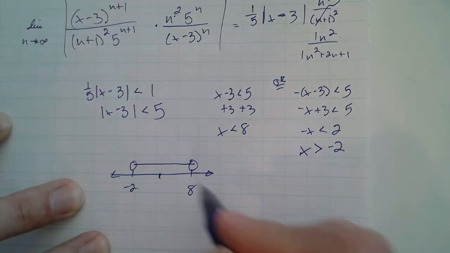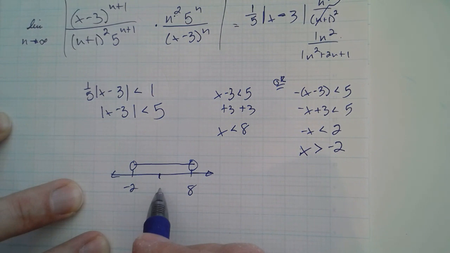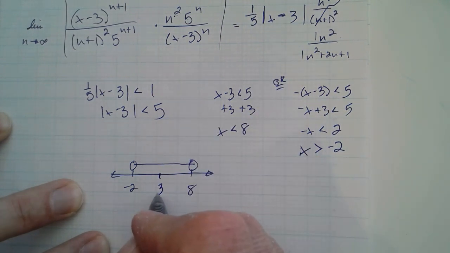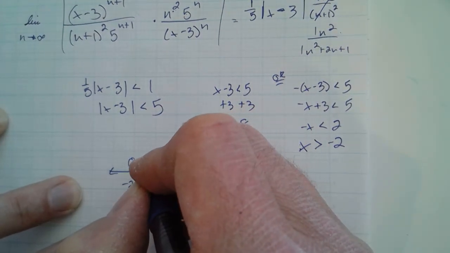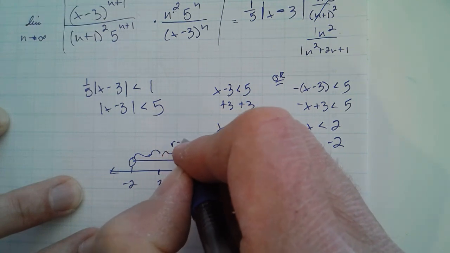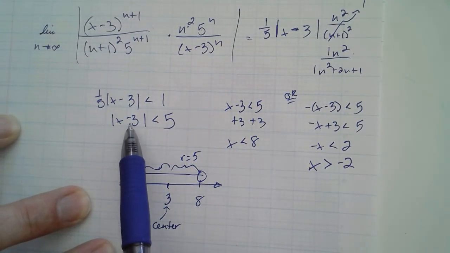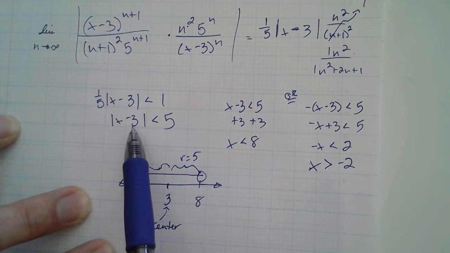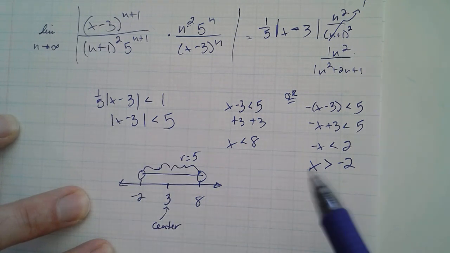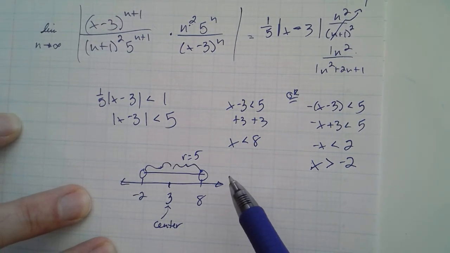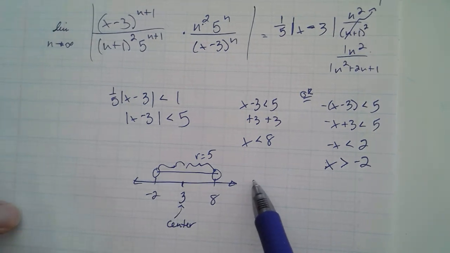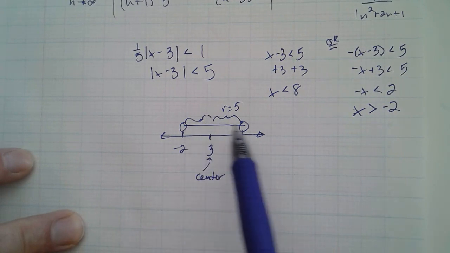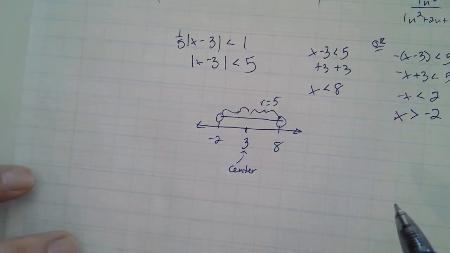And what's in the middle? That would be 3, that's our center. And our radius would be 5. We knew that because the center is right here, radius is right there. So center is 3, radius is 5. This is just our initial interval of convergence. We know it's between -2 and 8, but we have to check endpoints. It might converge at -2 and it might converge at 8 also.